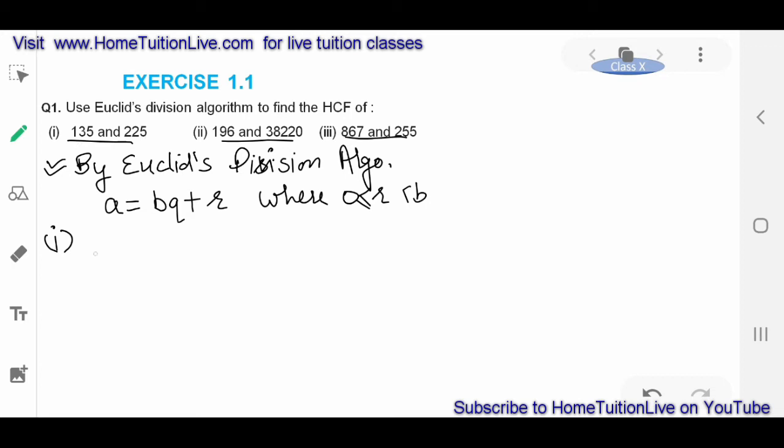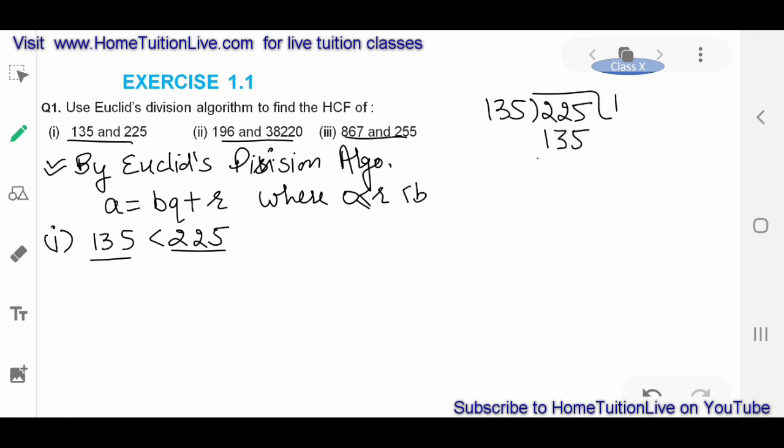135 and 225. Now 135 is less than 225. So this is our dividend, this is our divisor. We will find the HCF of this with the help of Euclid's division lemma. In Euclid's division lemma, we divide it by simple steps. Now the first step is we divide this like this: 135, 5 minus 5 is 0, 22 minus 13 is 9.